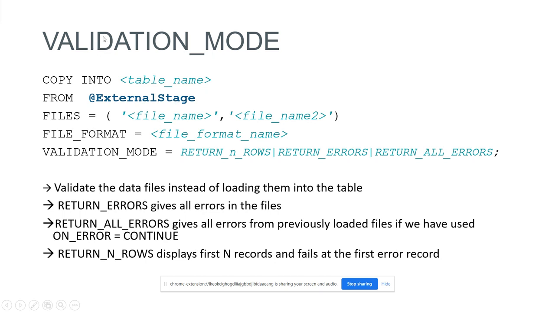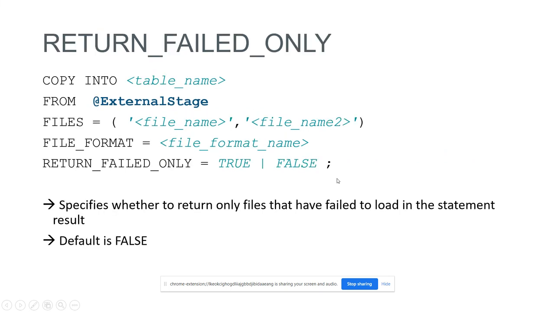So this is about the validation mode, and there are three options for validation mode, and this is the description for each and every option. Next one is return failed only. There are two options for return failed only, true or false. This specifies whether to return only files that have failed to load in the statement result. That means whenever I am running this copy into command with return failed only, if I use this option return failed only equals true, by default it is false, it will not return the failed file names.